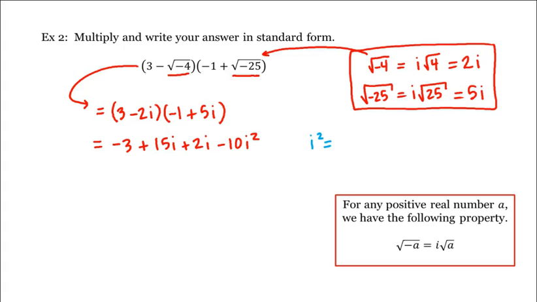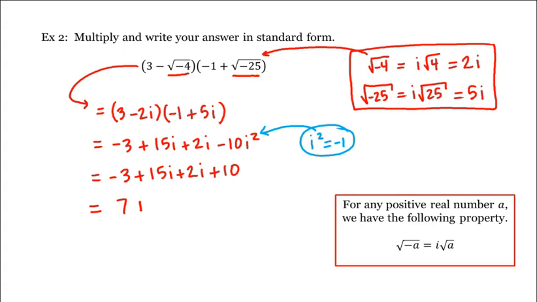Again, we're going to be using the fact that i squared is equal to -1 here. That is, this is equal to -3 plus 15i plus 2i, and then minus 10 times -1, which is positive 10. And then combining like terms, we have the real part is -3 plus 10, or 7, plus the imaginary part, which is 17i. And this would be our answer.